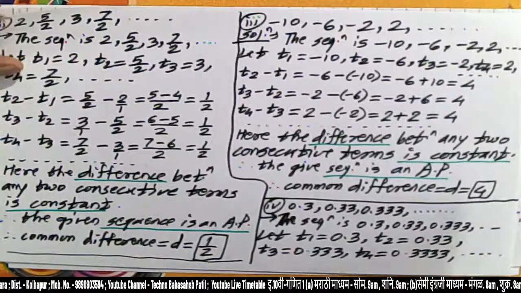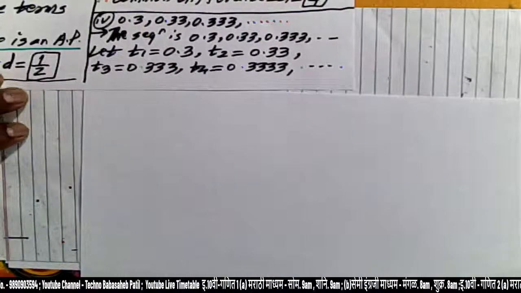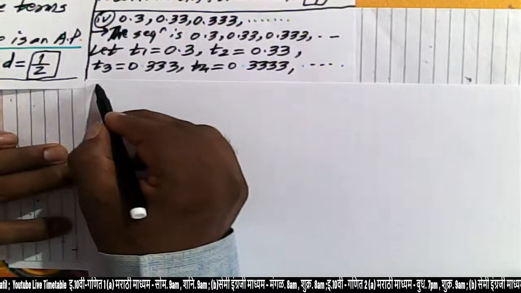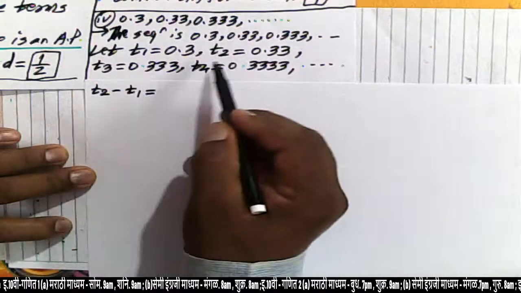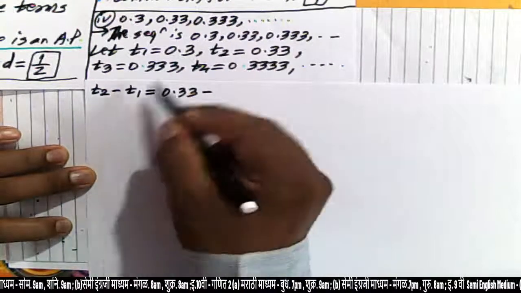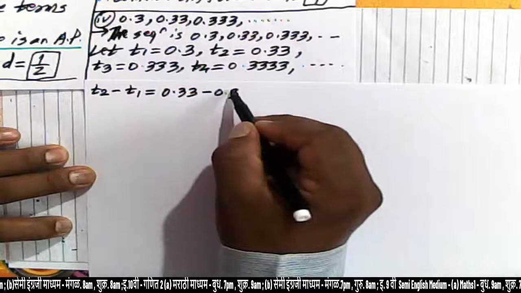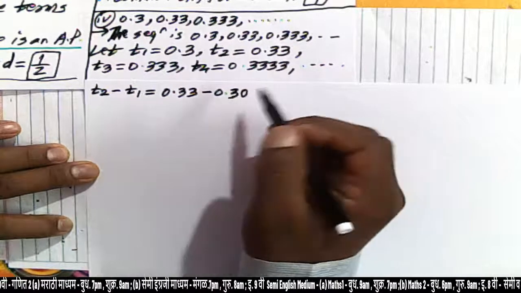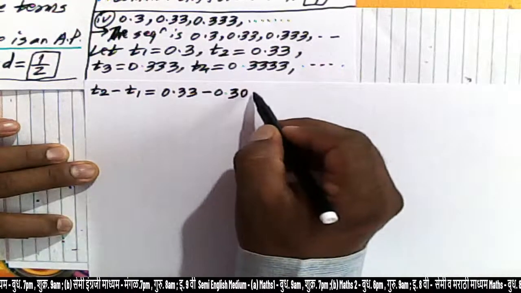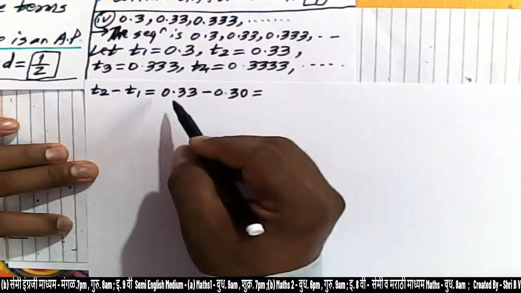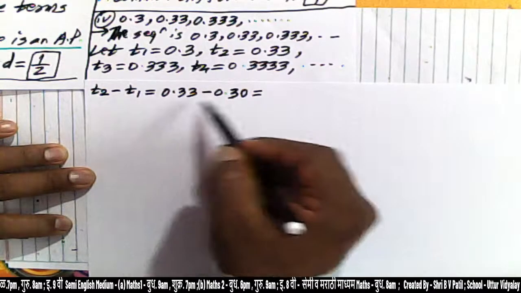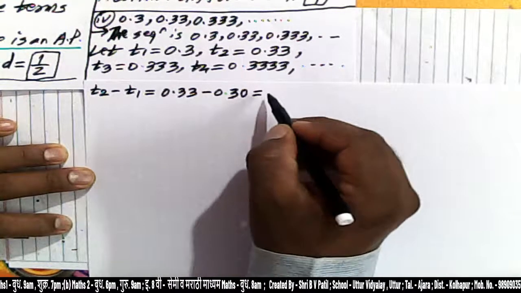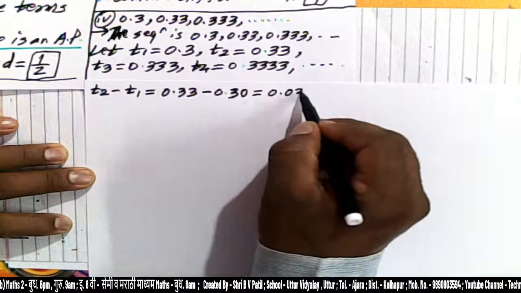Then we take the common difference, that is second term minus first term. The second term is 0.33 minus the first term, 0.3, and here after 3 infinite zeros are there, we consider 1 zero. Then what is the subtraction? Tell here. What do we get? 0.33 minus 0.30 means 0.03.